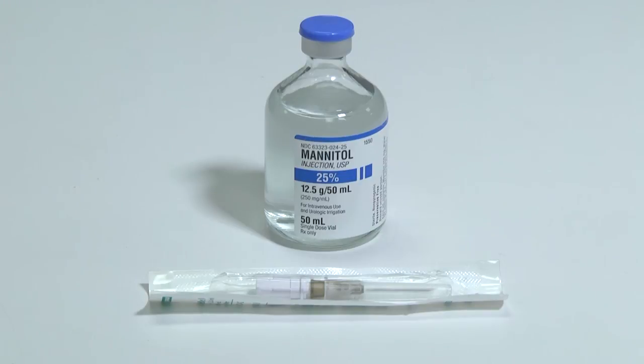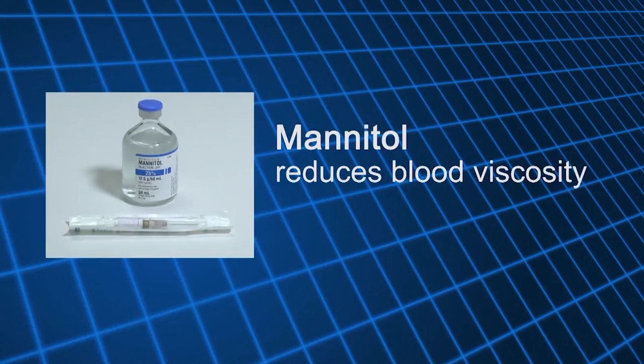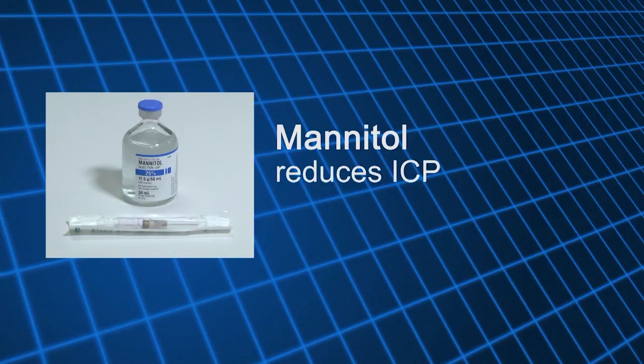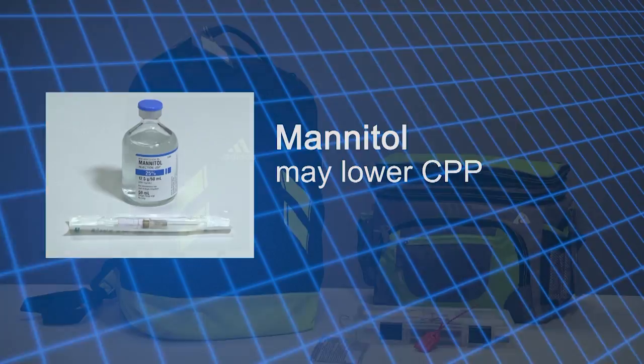Mannitol is the osmotic diuretic of choice for the treatment of intracranial hypertension and head injuries. Mannitol reduces blood viscosity, which transiently increases cerebral blood flow and oxygen transport. This leads to a reduction of cerebral blood volume and intracranial pressure. Mannitol can also reduce intracranial pressure by withdrawing water from the brain parenchyma. Mannitol may lower cerebral perfusion pressure due to reductions in mean arterial pressure caused by the diuretic effect.